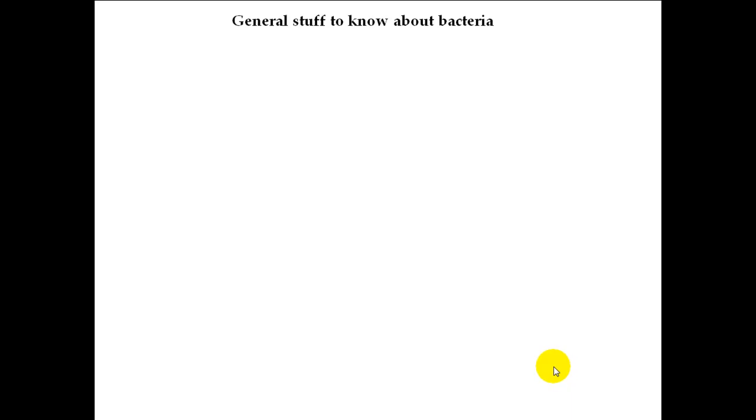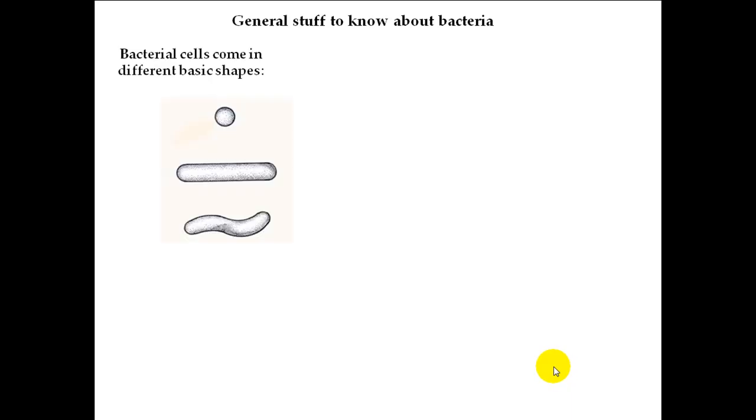Here are three of the major shapes that bacterial cells come in. There are some that have a circular shape, and whenever that's the case, they're described as a coccus shape. There are bacteria that are shaped like a rod, and whenever that's the case, it's said to have a bacillus shape. And another general shape that's pretty common is a spiral-shaped bacteria. Whenever you have bacteria like this, they're referred to as spirillum bacteria.